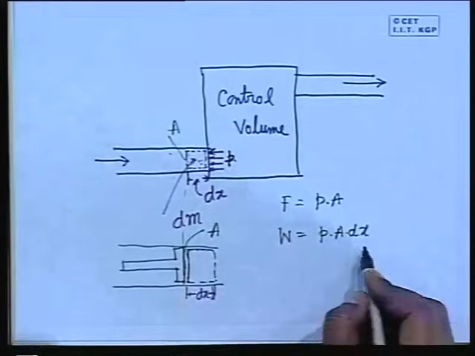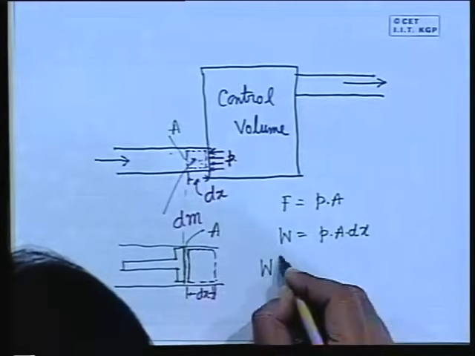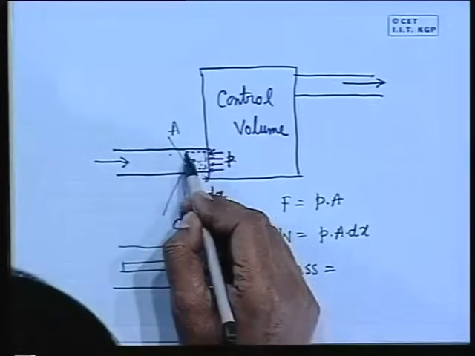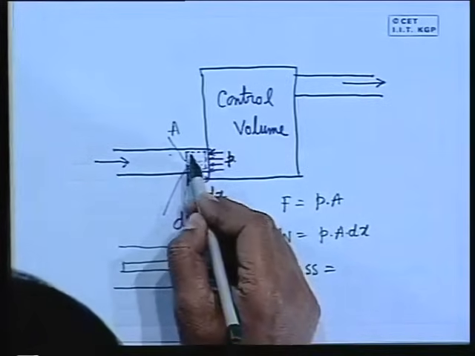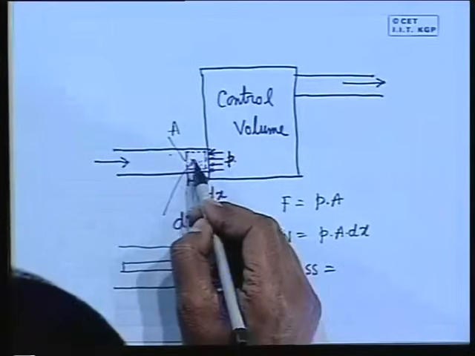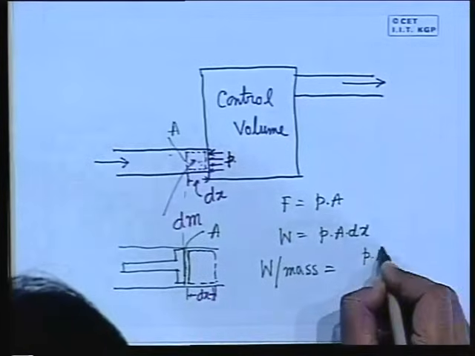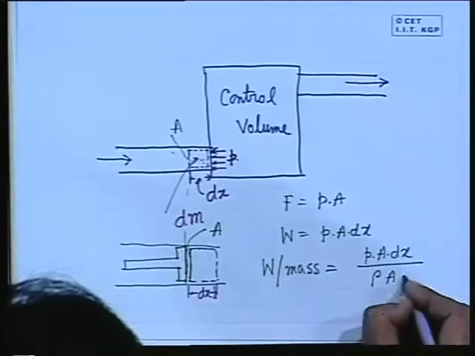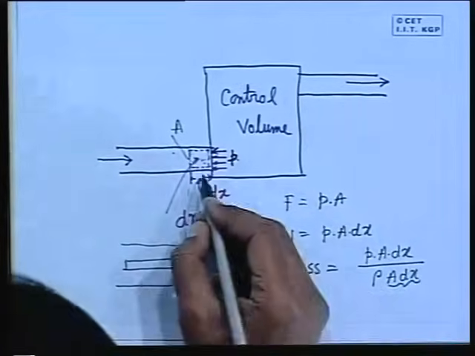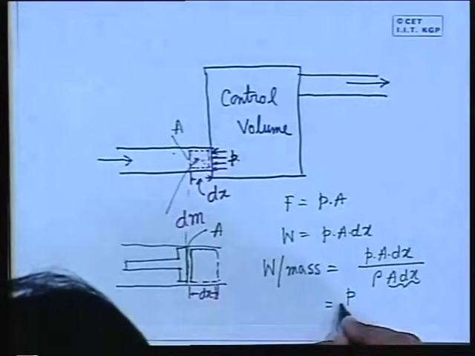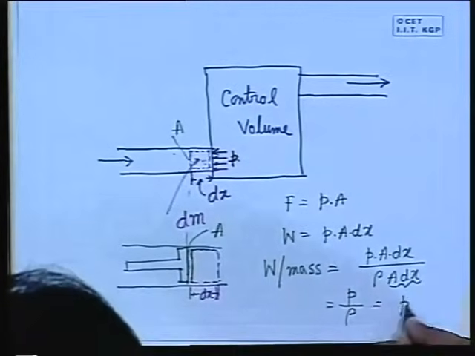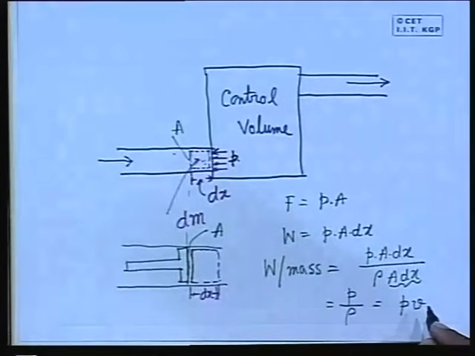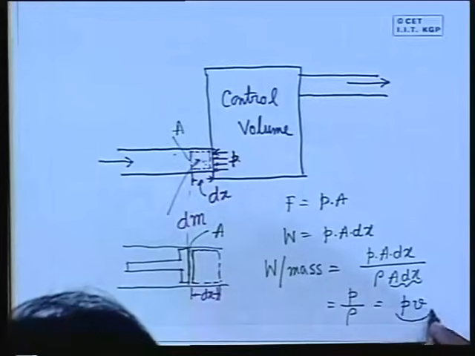Now this is usually expressed per unit mass. This is the convention. The work done on this mass per unit mass, or the energy stored in this elemental mass per unit mass, will be P A dx divided by the mass, which is rho into A dx. A dx is the volume, rho is the density. That means this comes out to be P by rho. In thermodynamics, we do not deal with rho, we usually deal with specific volume, 1 by rho. So therefore, this Pv is the flow work.